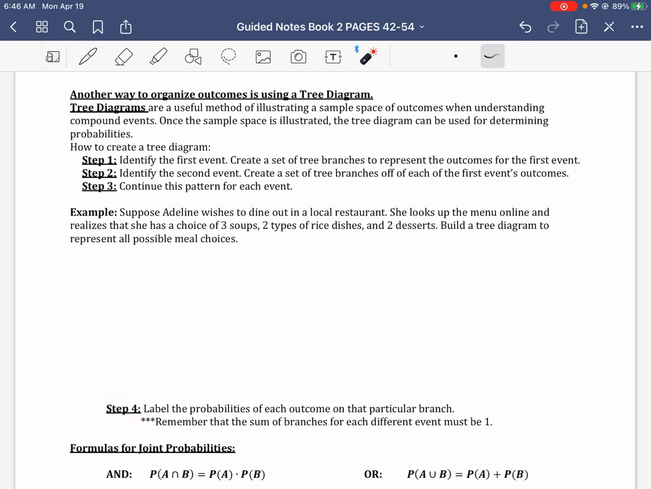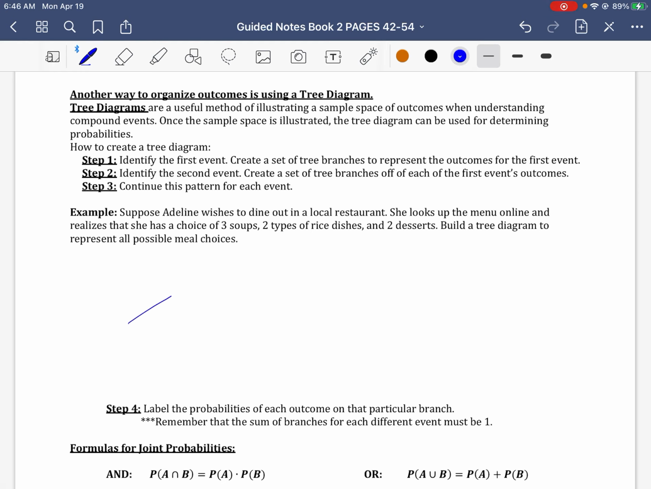So let's just look at this one. It says, suppose Adeline wishes to dine out in a local restaurant. She looks up the menu online and realizes she has a choice of 3 soups, 2 types of rice dishes, and 2 desserts. Build a tree diagram to represent the possible meal combinations. So she has to make a choice first. It doesn't really matter which one she chooses first, but let's say she chooses the soup first.